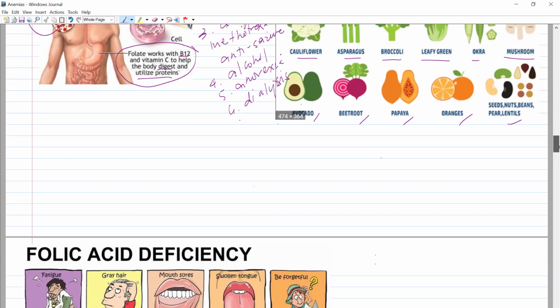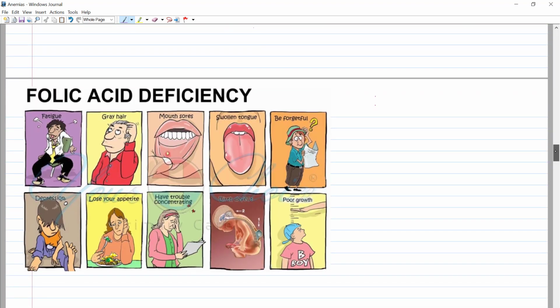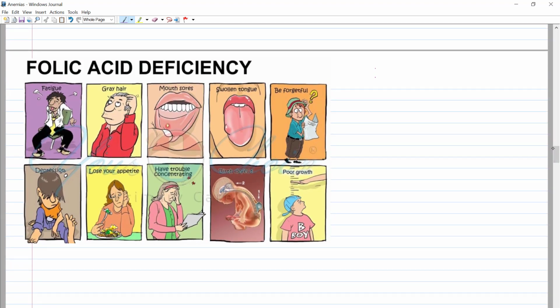Now, what are the clinical manifestations of folic acid deficiency anemia? You will see some changes again with their level of consciousness. So your patient might seem depressed, have trouble concentrating, being forgetful. Okay, when you look at their mouth, they will have mouth sores, swollen tongue.